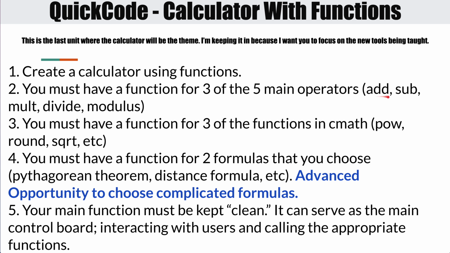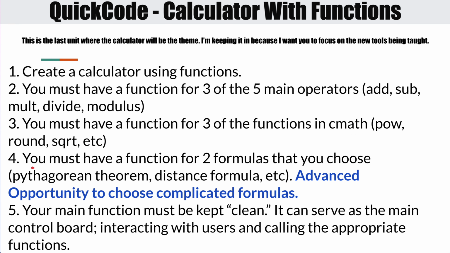So, let's say the user picks add, okay, call the add function, and then in the add function, get the numbers to add, okay? That way all that complexity, everything needed for add is inside add. 3. You must have a function for 3 of the functions in CMath. Choose any 3: power, round, square root.